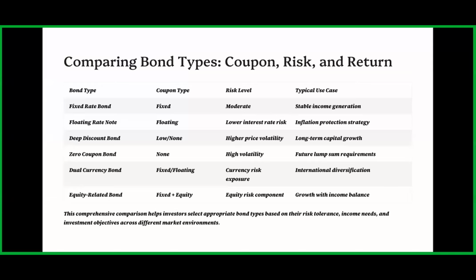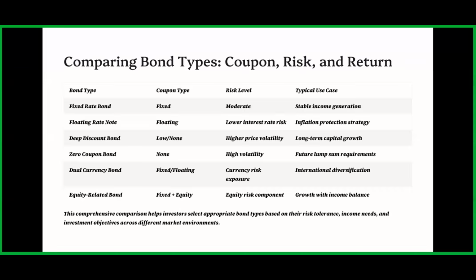Next one is, we can say, the deep discount bond. Okay, so long term capital growth, because we know that we will get a huge return in the deep discount bond, because it is issued at a very high discount.